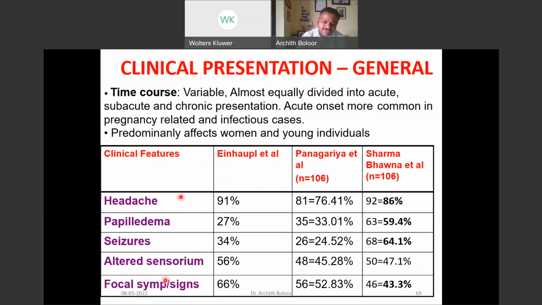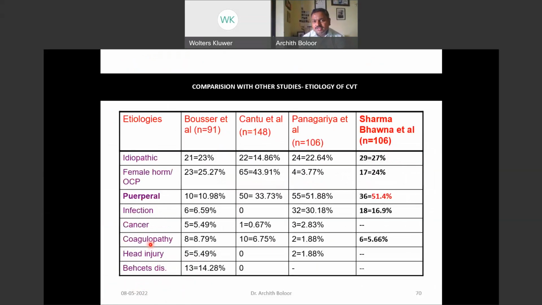So the most common manifestation is headache, followed by papilledema and seizures. Focal signs can be seen around 40%, but more than 80 to 90% of them would be headache and seizures. And the cause, puerperal peripartum, accounts for almost 50% of the cases, the OCP accounting for around 24% of the cases, and it could be associated with hypercoagulable states and infections also.